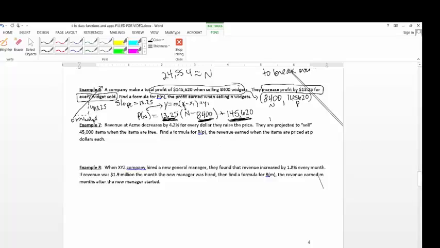You will get P of n equals 13.25n plus 34,320. That's just an alternate way to write it.